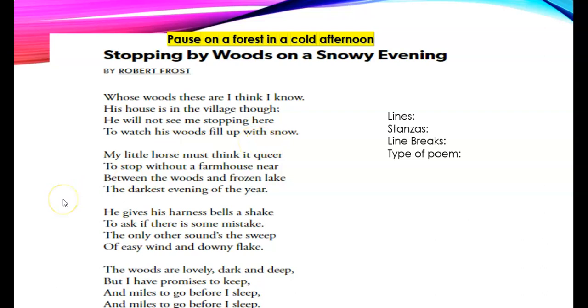Stanza 2. "My little horse must think it queer to stop without a farmhouse near, between the woods and frozen lake, the darkest evening of the year." So boys and girls, we know that he's in the woods.